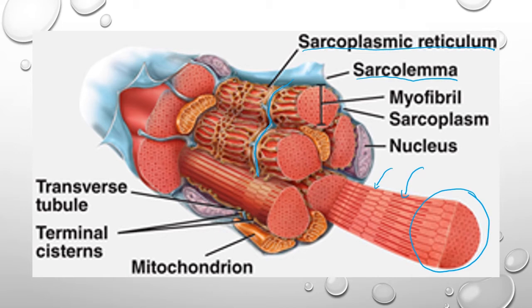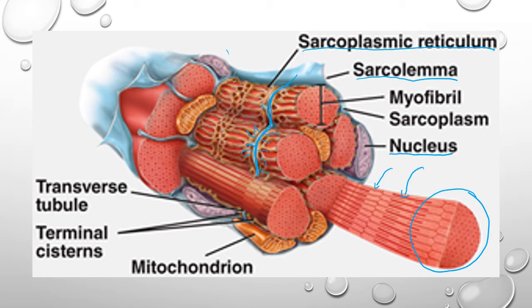sarcoplasmic reticulum. And as that sarcoplasmic reticulum is stimulated by an electrical impulse coming down from the sarcolemma through the T tubules, then that sarcoplasmic reticulum can release all of the calcium that is stored within. And so we have the ability to very quickly flood the inside of the cell with the things that it needs. Skeletal muscle is also multinucleated.